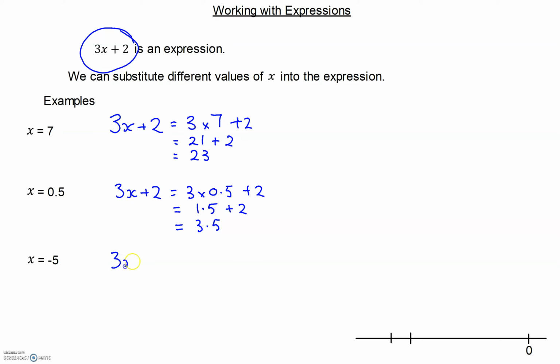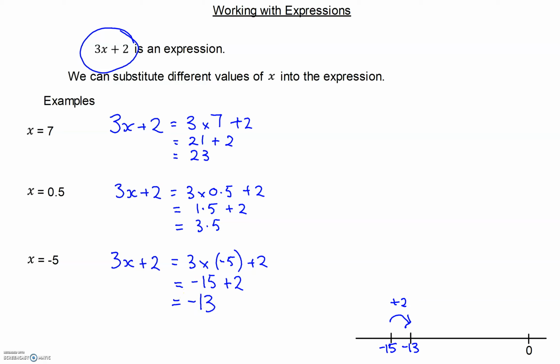And finally, when x is negative 5, then 3x plus 2 becomes 3 times negative 5 plus 2. 3 times negative 5 is negative 15, and we need to add on 2. If we come down to the number line at the bottom of the page, we've got negative 15. We know that when we add on 2, we're going to go to the right. Our number is going to increase by 2, so it goes up to negative 13, and so 3x plus 2 becomes negative 13.